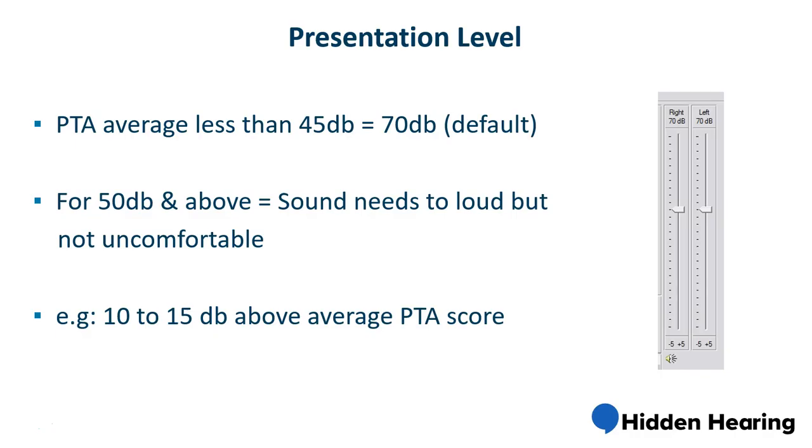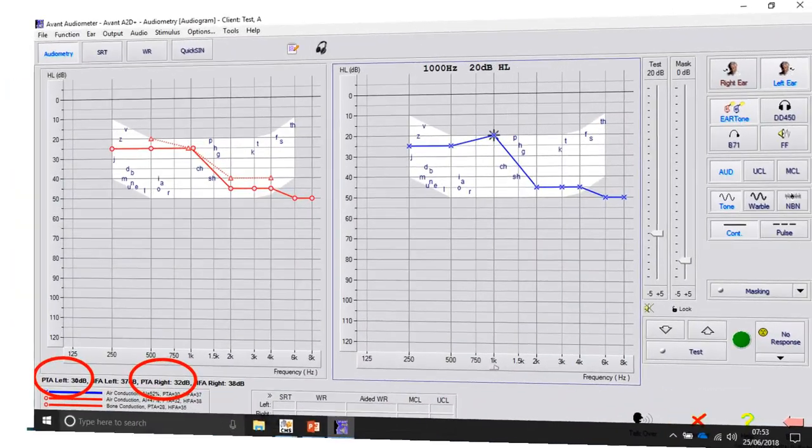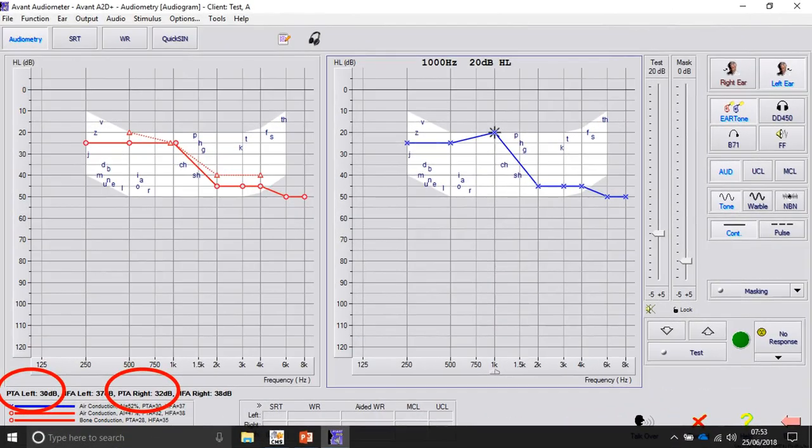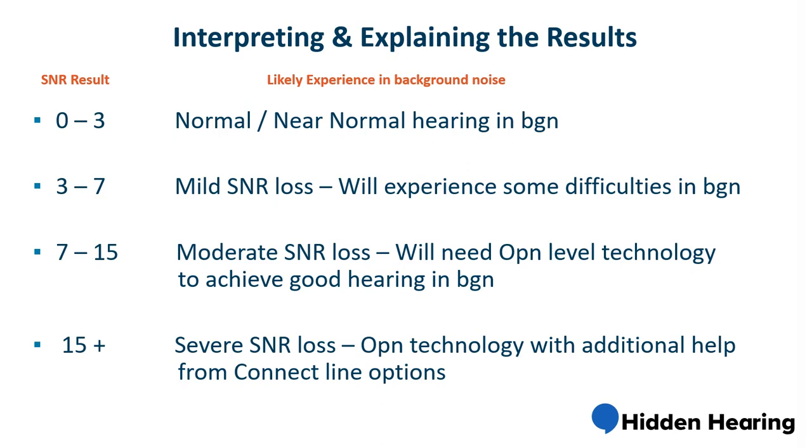Just a little reminder of a couple of the important facts: it defaults to 70 dB, but the preference is you start 15 dB above the average pure tone audiometric score, which can be found on the left hand side. I hope that has been helpful in terms of the preparation for the test.